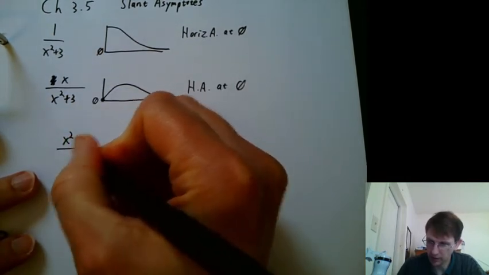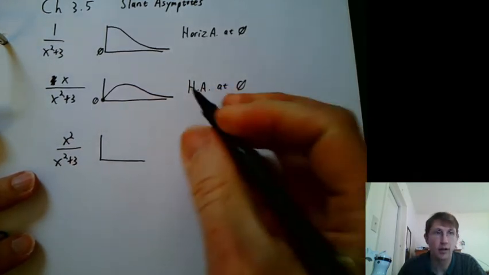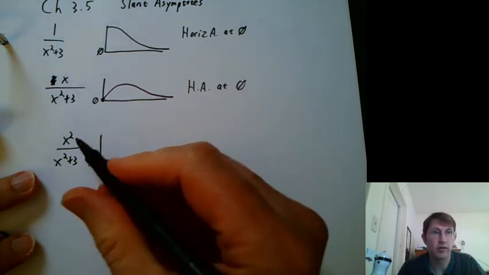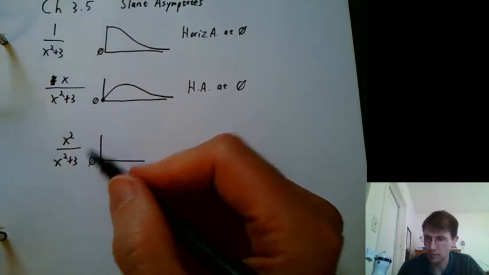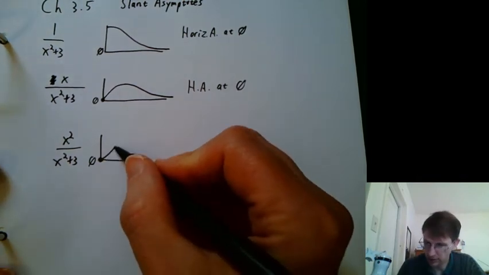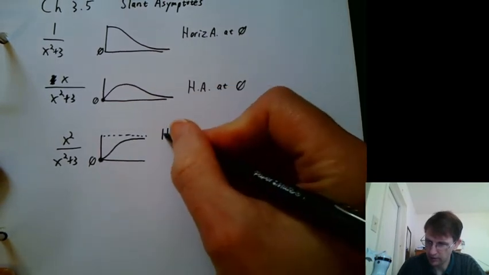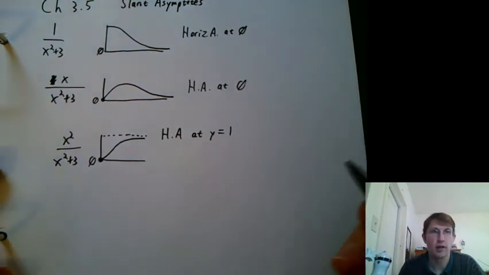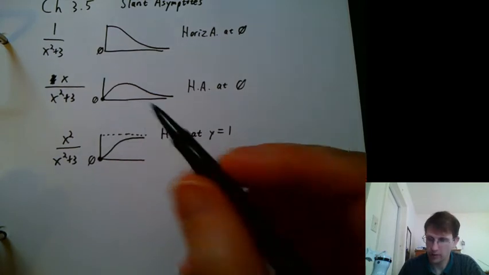Let's do x squared over x squared plus 3. Again, at 0, you've got 0. For large x, the plus 3 doesn't matter. You basically have x squared over x squared, which is 1. And so you get something like this. And you get a horizontal asymptote of 1. So we've got x to the 0 over stuff, x to the 1 over stuff, x squared over stuff.